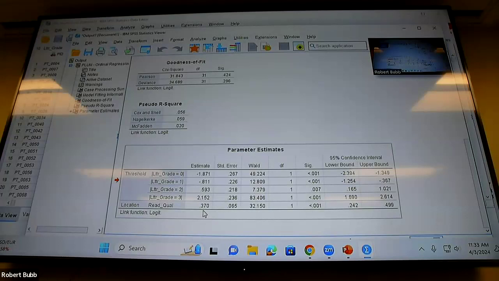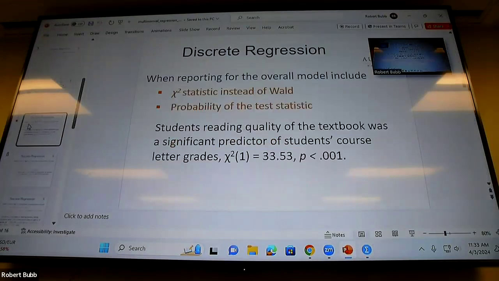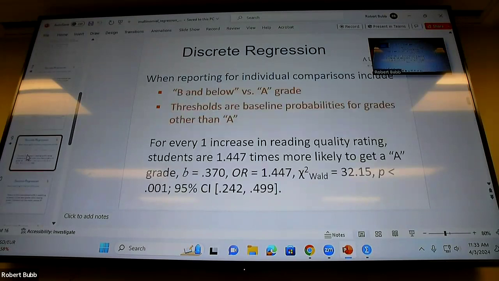Then a hand, Emily, yes. Okay. Will you repeat the interpretation? Yeah, actually, I put it in the slide. Which slide is it? Right here. So we'll come back to the other slides. So again, just notice that it's comparing B and below versus A, or you could do A, B versus C and below, because of the ordinal nature of our outcome. All right, so for every one increase in reading quality rating, students are 1.447 times more likely to get an A grade. You can see all the interpretation there that you would put in your output as well.